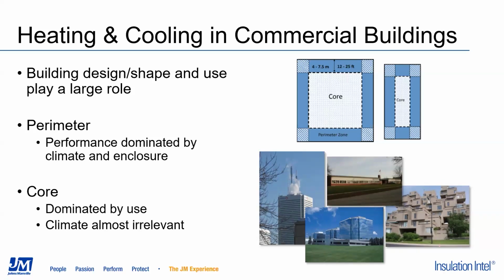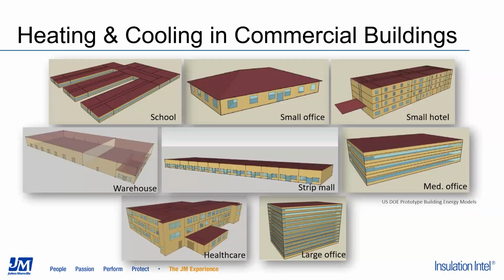The heating and cooling loads in the perimeter zone really get dominated by the building envelope itself and the climate the building is in. But then there's this core section, the middle of a commercial building. That tends to get dominated more by how the building is used and how large that core space is. And the climate that the building is in ends up becoming almost irrelevant. So let me show some examples of what I mean by that here on the next slide.